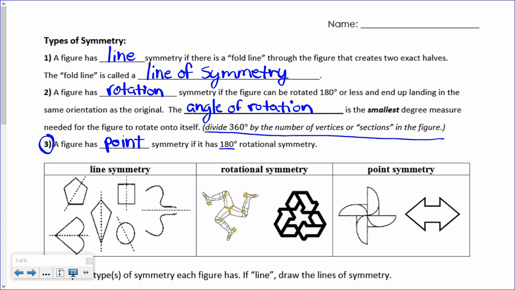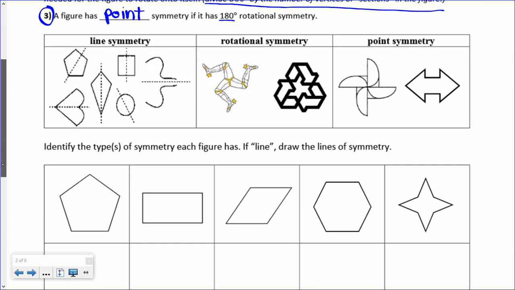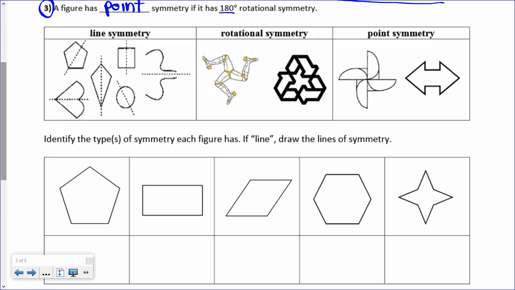Right, so 3 different types of symmetry. We're going to practice identifying them based on these pictures. These are some examples of line symmetry. You can see how the line's actually drawn. That's where you would fold the shape to get it to look exactly the same. This is rotational symmetry. If you were to take this picture and turn it by a certain number of degrees, you wouldn't even know that it moved. And this is point symmetry. That means that you can turn it upside down and it looks exactly the same.